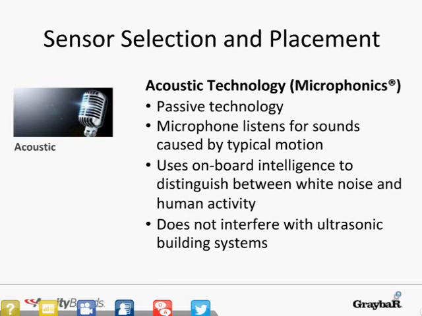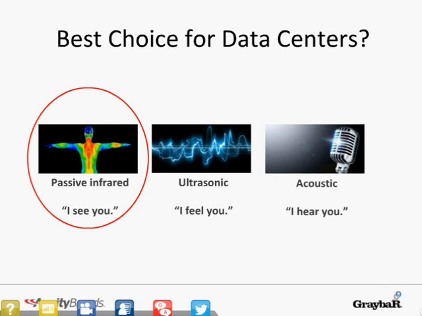So, which one's best? What's the best detection technology for data centers? Without a question, it's PIR only. And there are a couple of important reasons for that. Data centers are noisy environments.